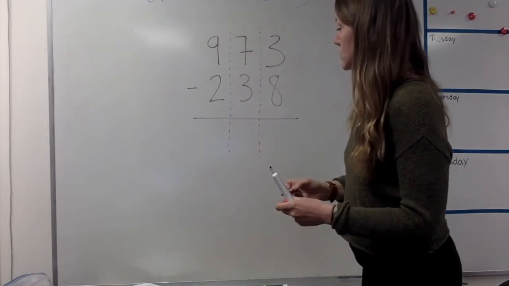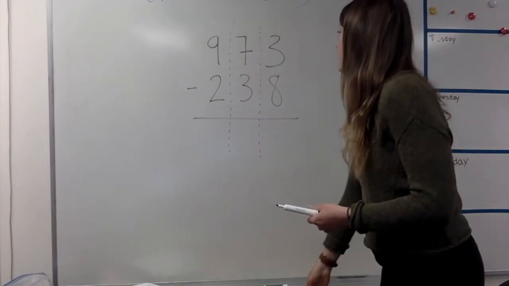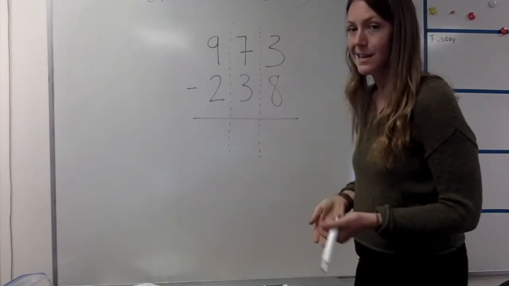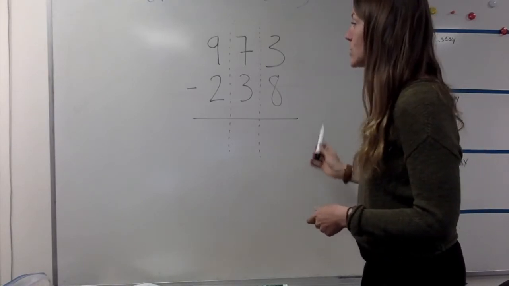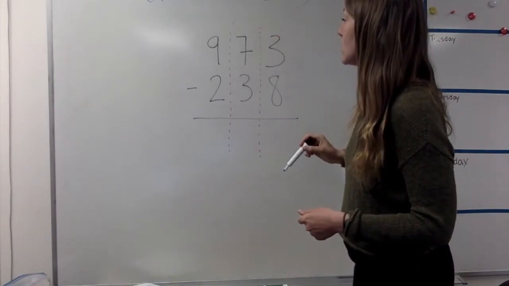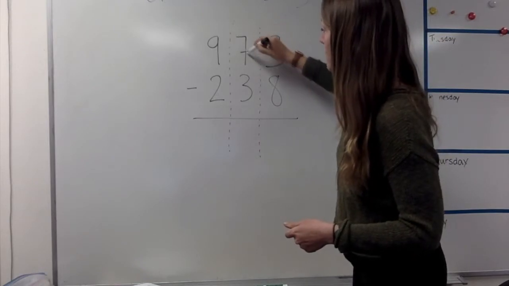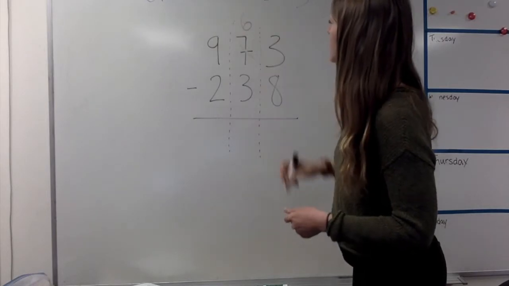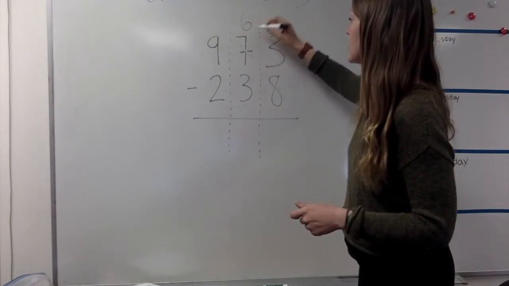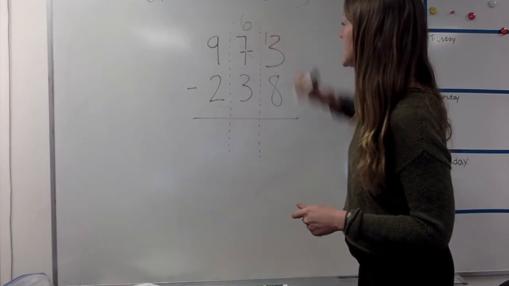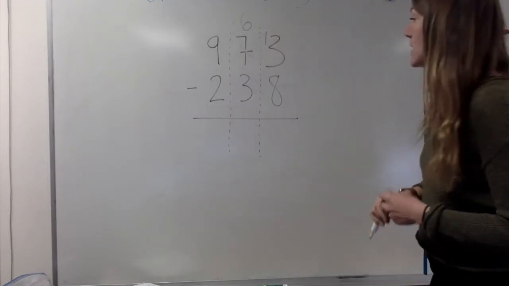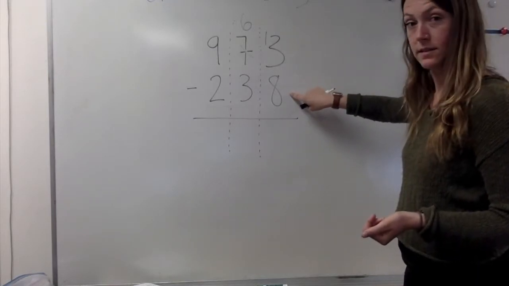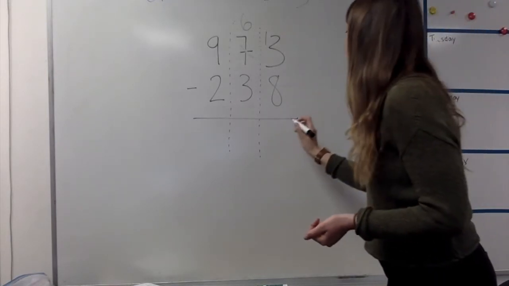Okay, so let's start in the ones place. If I have 3, I can't take away 8. So I'm going to go next door into the tens column. I'm going to take 1 ten away, which is going to leave me with 6 tens. I'm going to bring that 10 over here to make 3 into 13. Now I can subtract. I have 13 take away 8, which is 5.